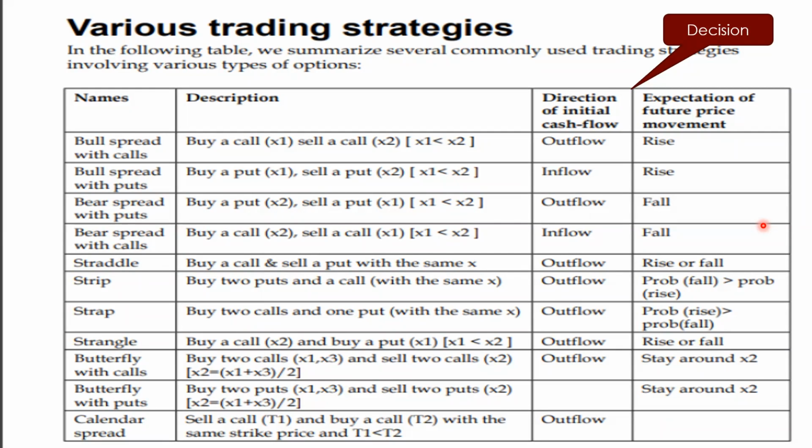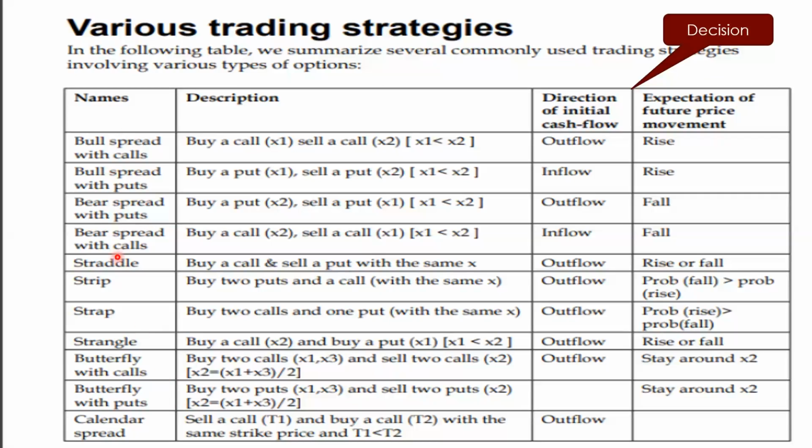Python won't tell you that. Python will calculate like Excel and give the output. You have to take the decision. It will only say the direction of the initial flow. Based upon that, you have to take the decision. That is the important thing. Say for example, the first one, bull spread with calls.